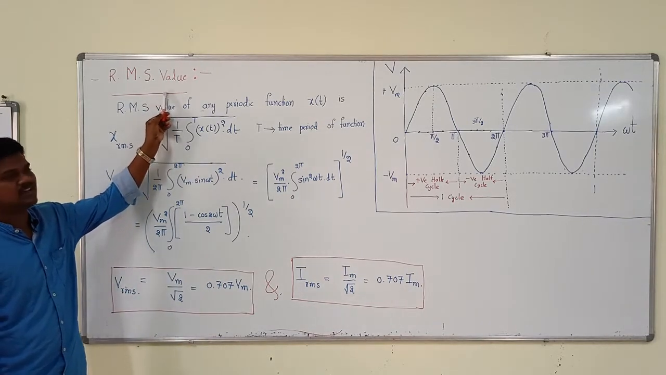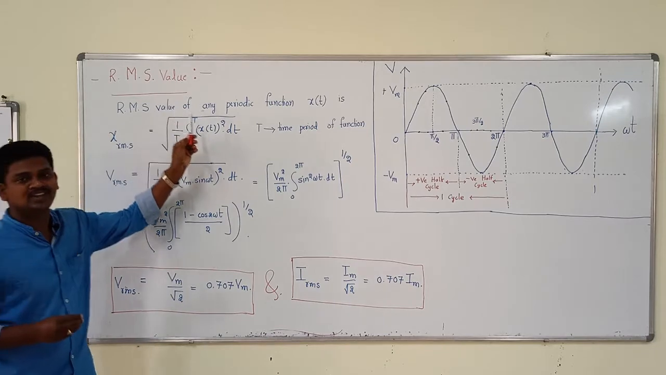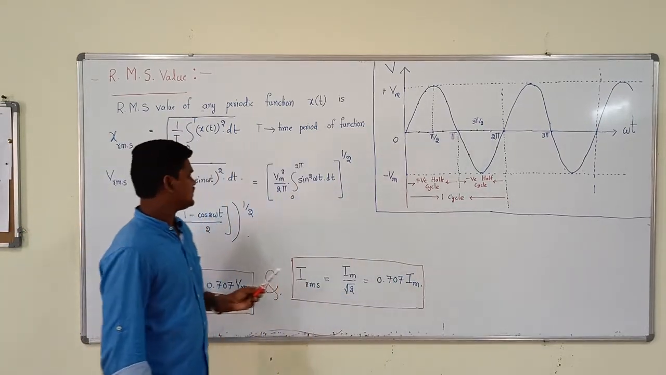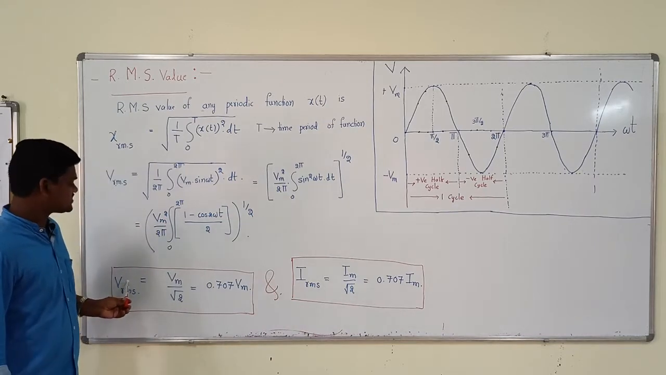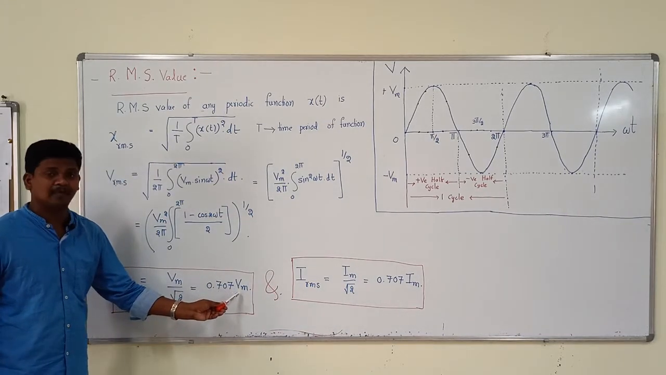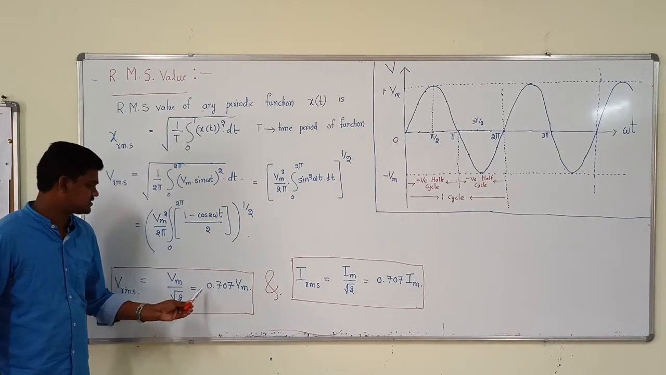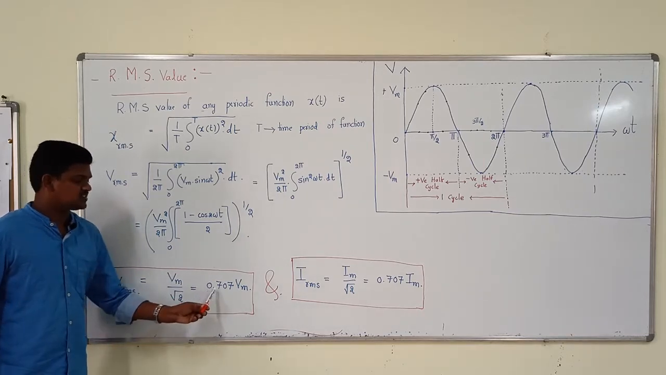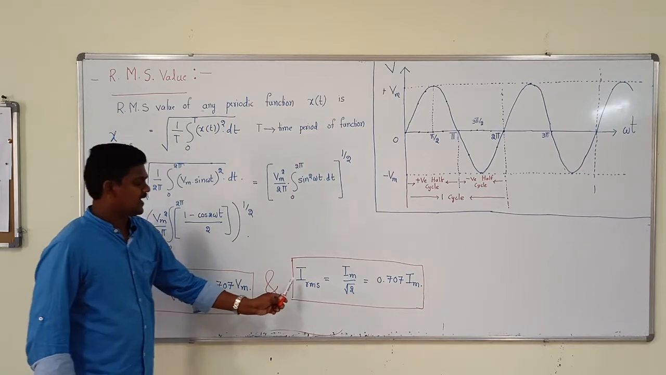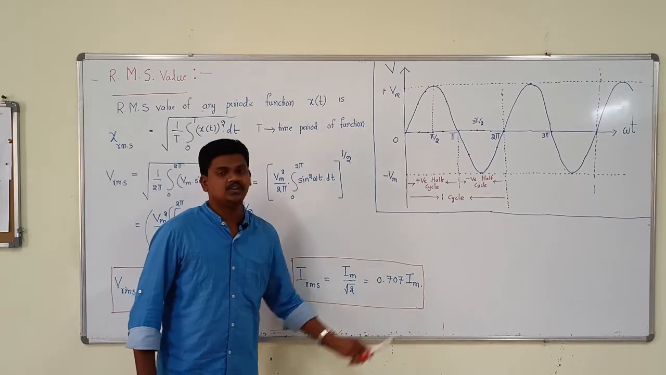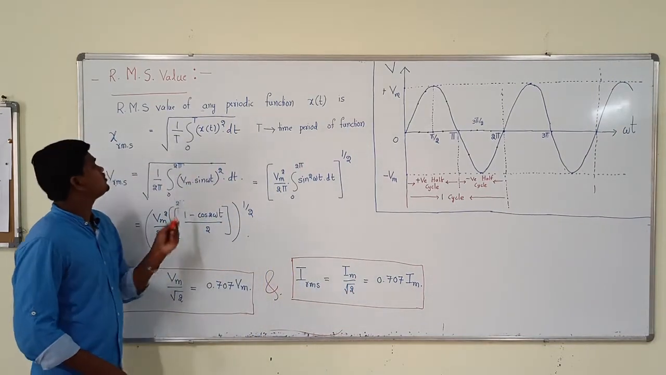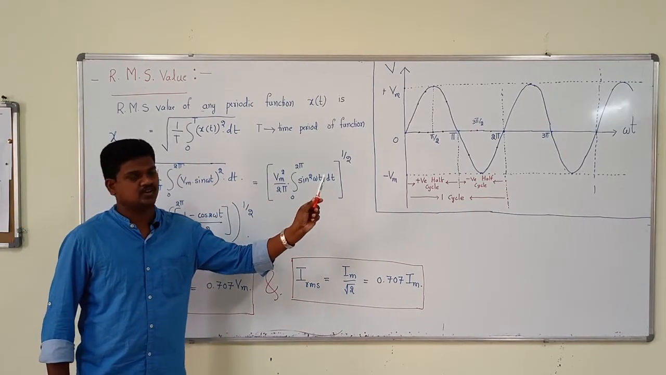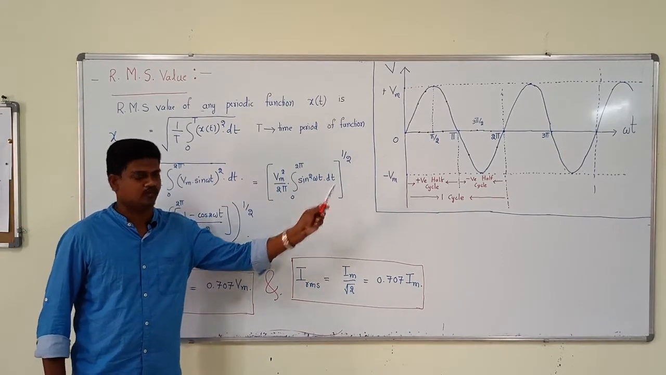For any periodic wave, generally in our AC we are using the sinusoidal waveform. That's why the relation between the RMS value and the maximum or peak value is VRMS equal to 0.707 Vm, or IRMS equal to 0.707 Im. This is the RMS value calculation for the sinusoidal waveform.